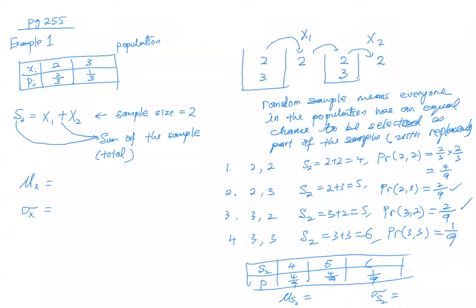Miss, for population, I got the mean 2.333. 2.3. Yeah. And standard deviation? 0.471. Yeah. How about this one? Still inputting. I can give you the answer because I know the formula already. 2.3 times 2, 4.6. If I'm wrong, let me know. Am I right?